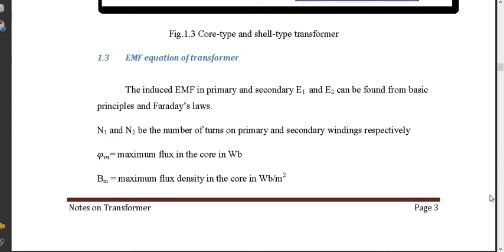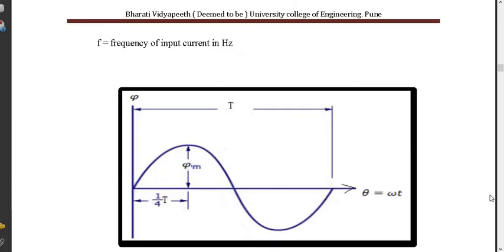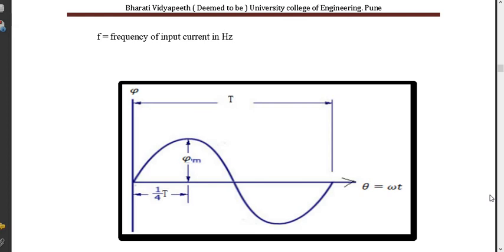As I've already said, whenever suffix 1 will be used, it will be regarding primary. Whenever suffix 2 will be used, it will be regarding secondary. And whenever I use the suffix 0, it is always for no load. F is the frequency of input current, that is always in hertz. As far as India is concerned, our frequency of the supply is 50 hertz.